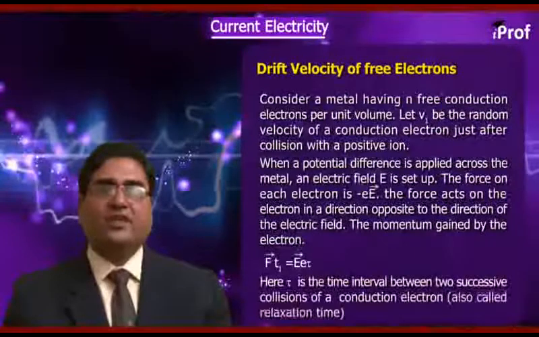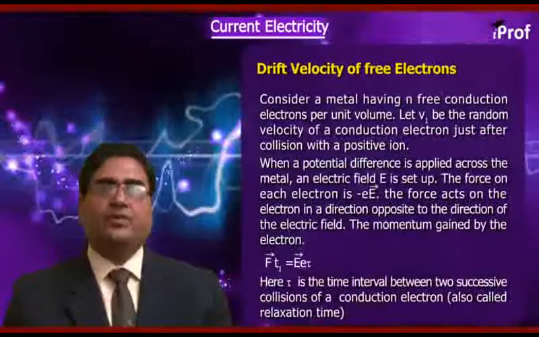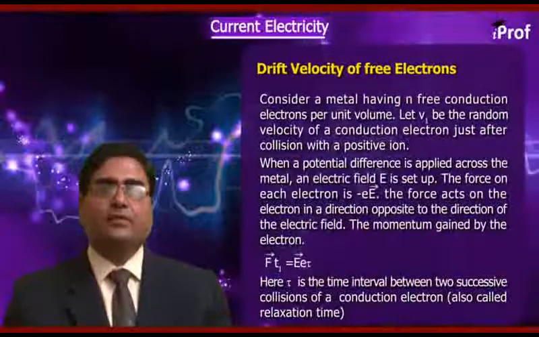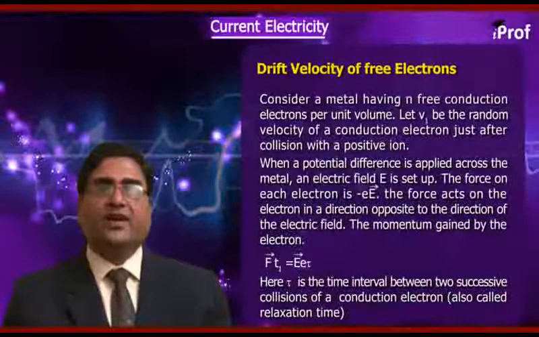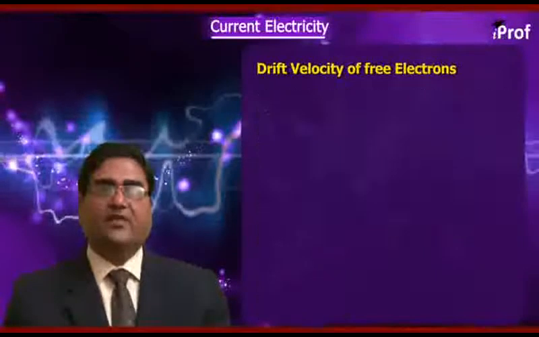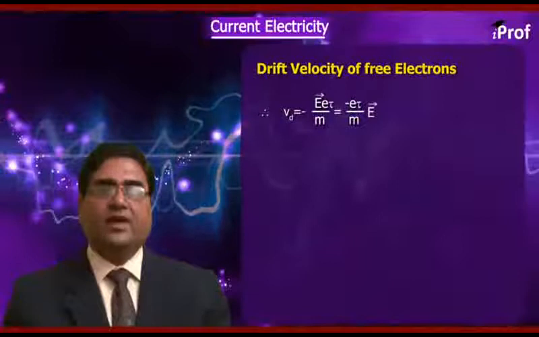Here tau is the time interval between two successive collisions of a conduction electron, also called relaxation time. Therefore, Vd equal to minus eE tau upon m, equal to minus e tau upon m into E.